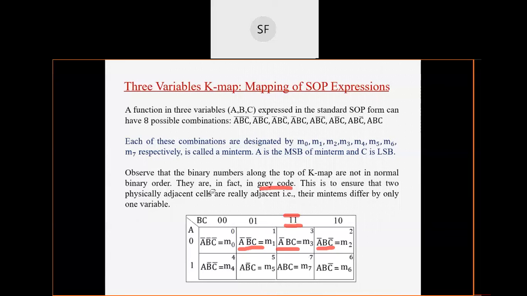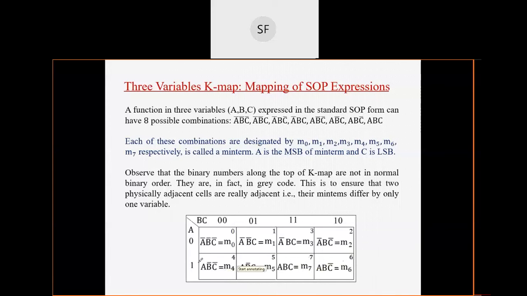Okay, so this is the structure of the three variable K map. So a total of 8 min terms will be there: M0, M1, M3. Just observe the change. Don't write 0 1 2 3. Write 0 first, then 1, then 3 2. Then 4 5 7 6.